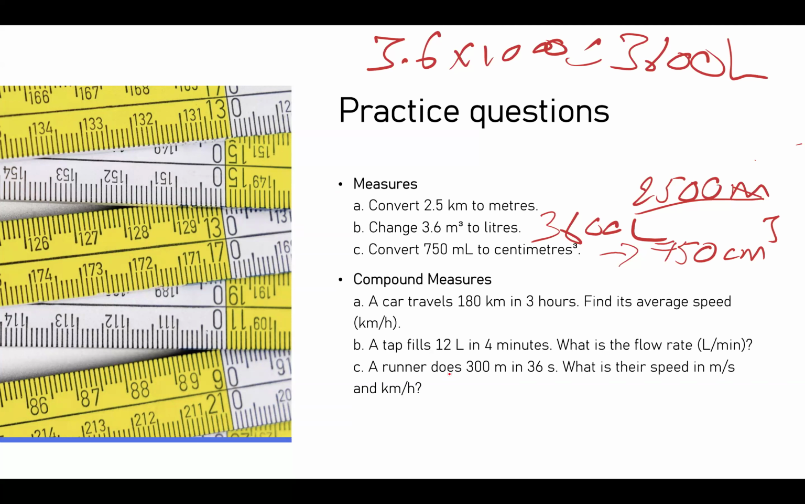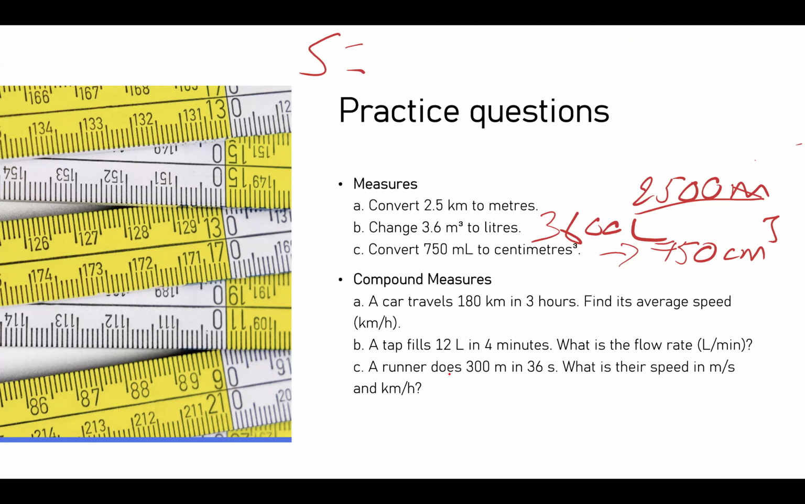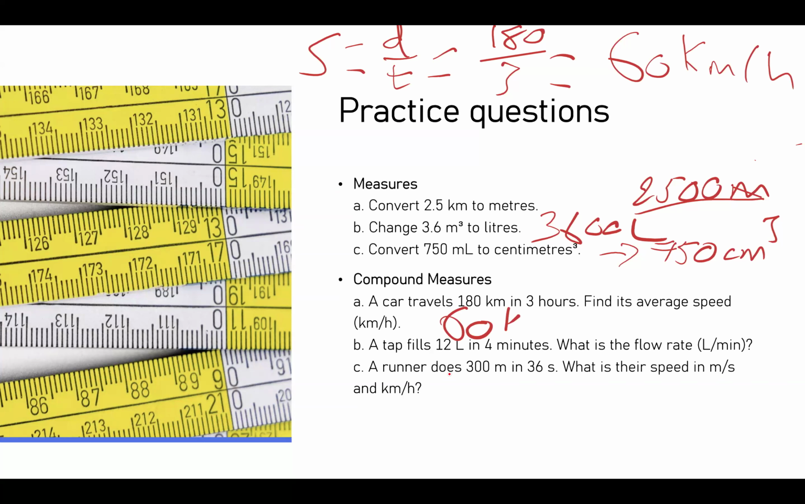A car travels 180 kilometers in 3 hours. Find its average speed. So speed equals distance over time. So all we would do is 180 divided by 3, which equals 60 kilometers per hour. So the answer would be 60 km/h.